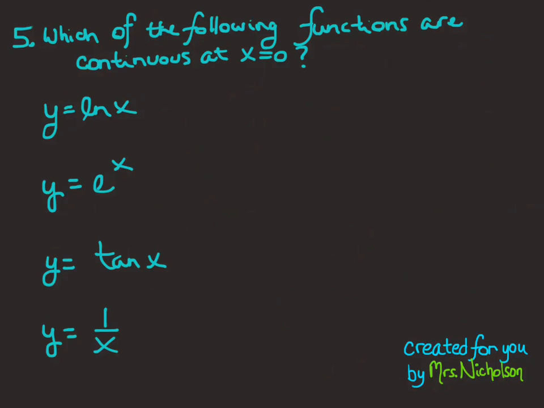All right, question number 5. Which of the following functions are continuous at x equals 0? Being able to answer this question requires that you know what your parent function graphs look like. For natural log x, if you remember, that graph looks like this. And it's not even defined at 0, and so there's no way it can be continuous at 0. 0 is an asymptote. So this one is a no.